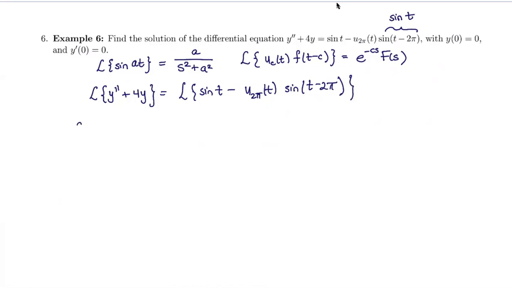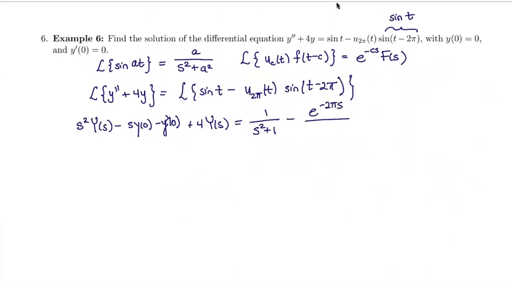I end up with s squared times y of s minus s y of 0 minus y prime of 0, plus 4 times y of s is equal to 1 all over s squared plus 1 minus e to the minus 2 pi s all over s squared plus 1.